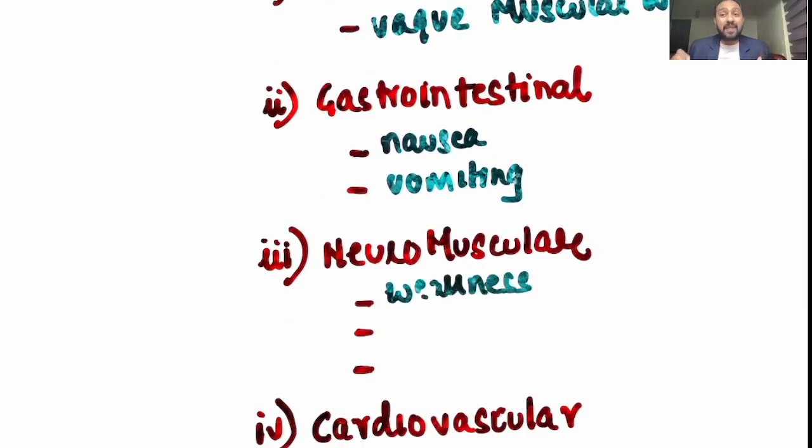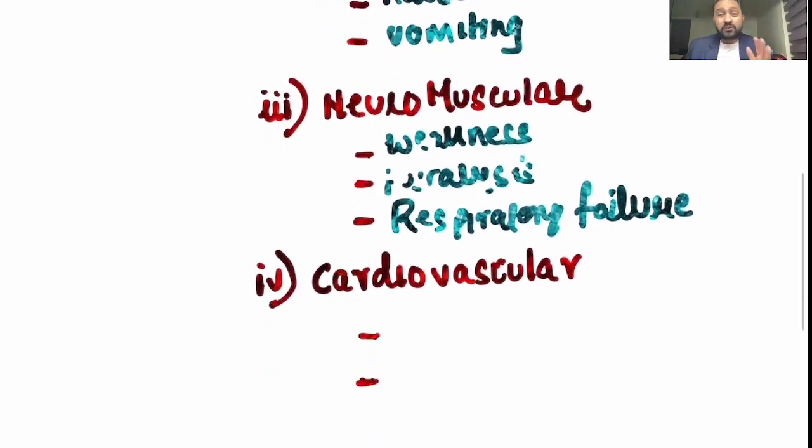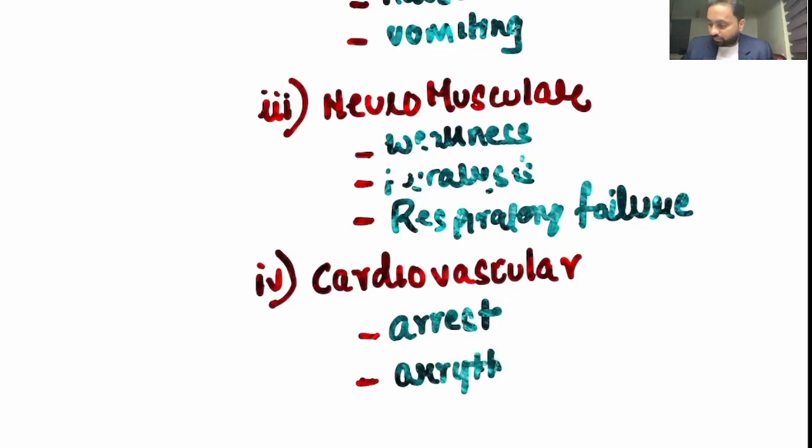Then it could cause paralysis, and it could also lead to respiratory failure, right? Then in your cardiovascular system, which is usually severely affected in case of hyperkalemia, it could cause cardiac arrest and arrhythmias, right? So these are a few of your important symptoms or clinical features of hyperkalemia.